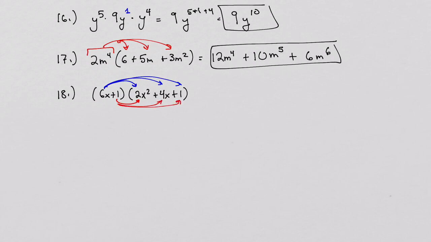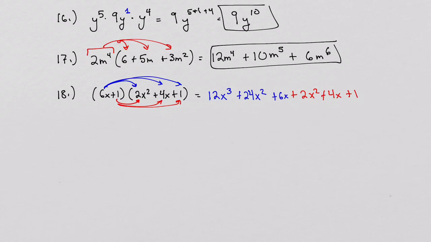And so I'm going to write these in color. When I distribute the 6x into the 2x squared, I'm going to get a positive 12x cubed, and then a plus 24x squared, and then a plus 6x. Now moving on to the 1 and distributing in, luckily 1 times anything is itself, so this is going to be a positive 2x squared plus 4x, and then 1 times 1, that's plus 1.